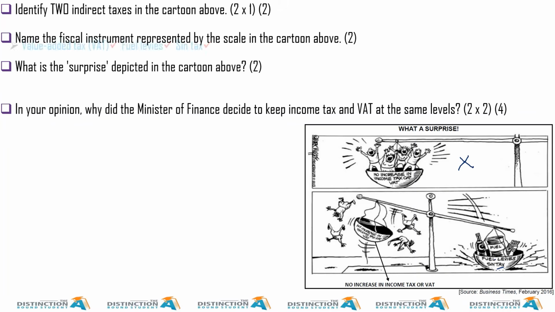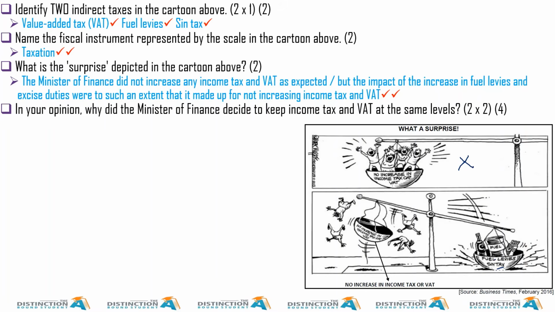Right, identify 2 indirect taxes in the cartoon above. So again, I think you can see that each time we have this topic, public sector, it's common that they ask direct and indirect taxes. So make sure you always have examples in your head. Which ones are direct, which ones are indirect. Name the fiscal instrument represented. Okay, it's simple, that'll be tax. Because we have 2. The other one is government spending. So nothing says government spending in this cartoon, so that'll be tax.